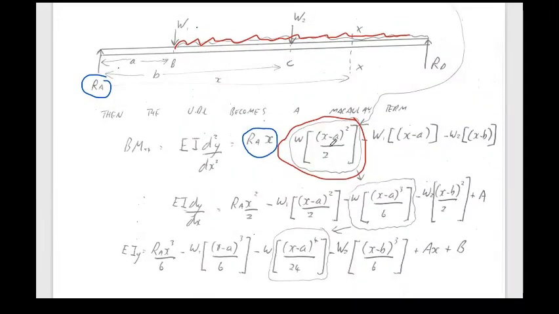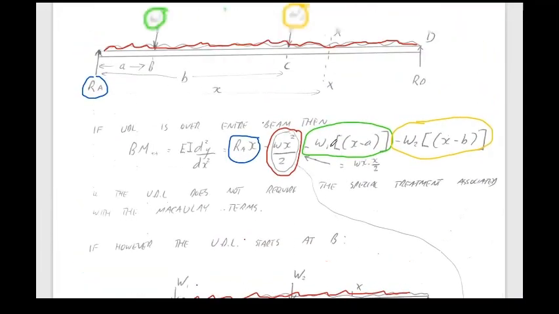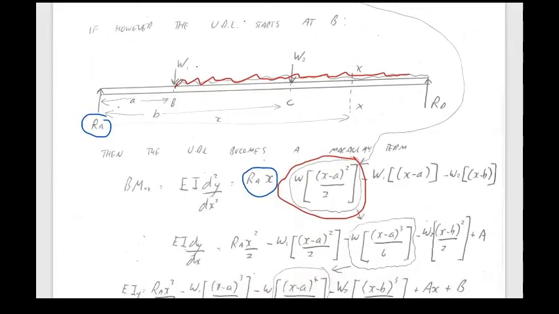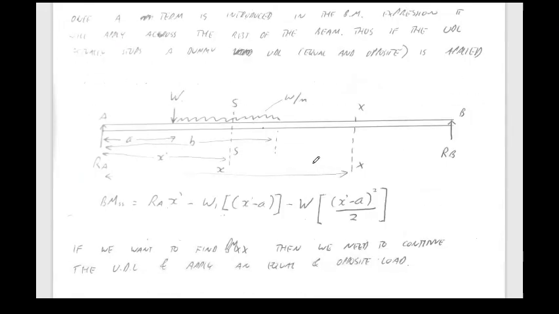Okay, so if you've got a UDL which goes all the way along the length of our beam, then it doesn't require any special treatment. If you've got a UDL which starts partway along the beam and goes all the way to the end, it's just a Macaulay's term. However, there is a scenario where we can have a UDL which doesn't start at the beginning and also doesn't finish right at the end, doesn't go all the way to the end. Let's now consider how we would deal with that.